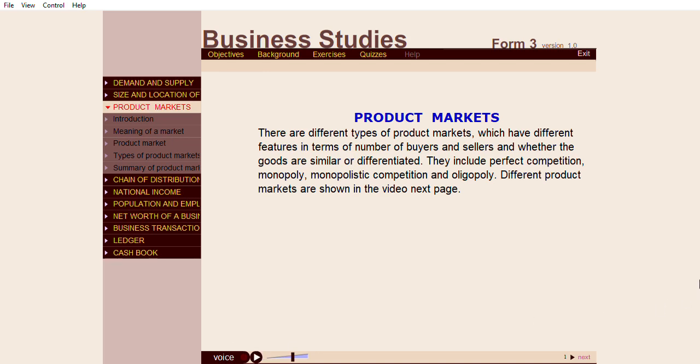Product markets. There are different types of product markets, which have different features in terms of number of buyers and sellers, and whether the goods are similar or differentiated. They include perfect competition, monopoly, monopolistic competition, and oligopoly. Different product markets are shown in the video.